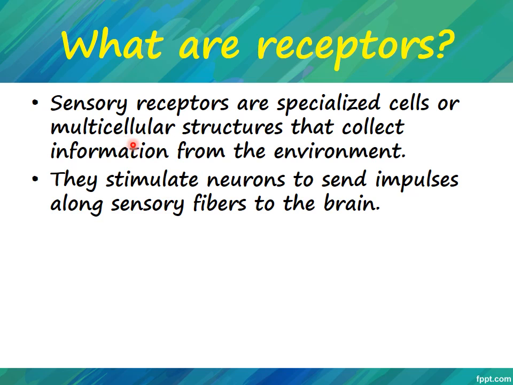Here are receptors. These are the sensory receptors, and they are specialized cells. They can be multicellular structures. They are there to collect information from the environment, and they stimulate the neurons. When the neurons have been stimulated, they send impulses along sensory fibers to the brain.